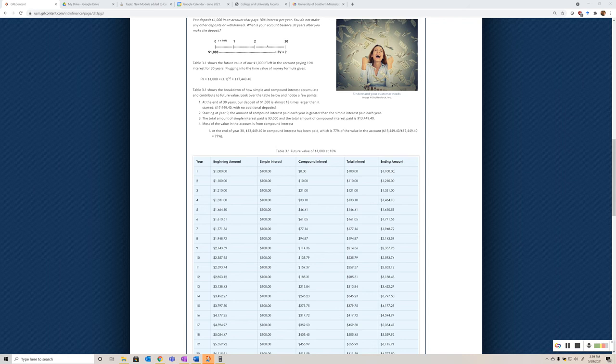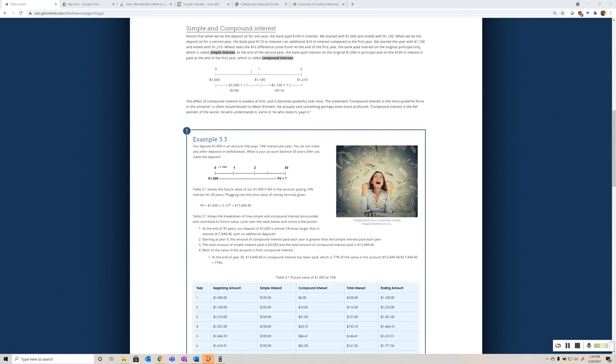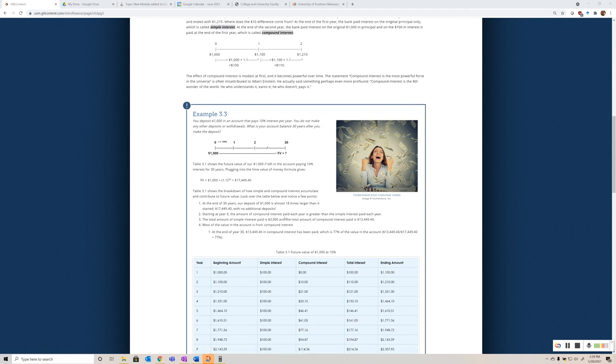So at the end of year one, we've got $1,100. This is exactly what we saw on the timeline right above here. So we're just accounting for all these different values coming together to create that ending account balance.